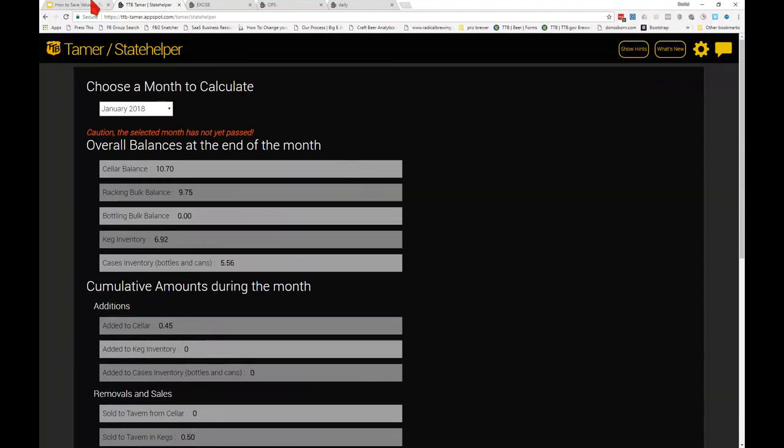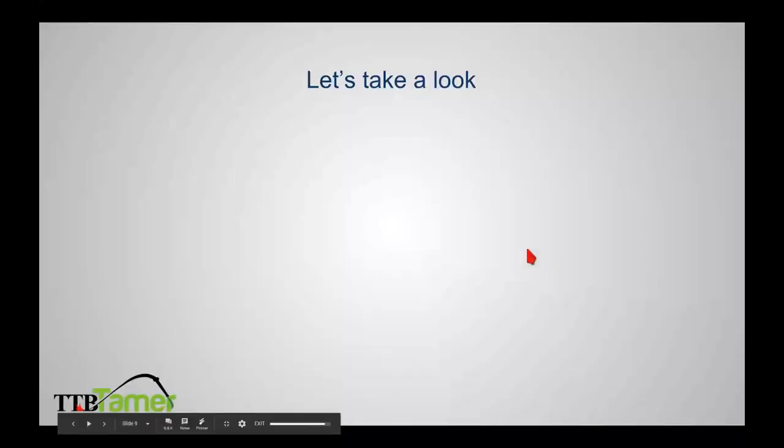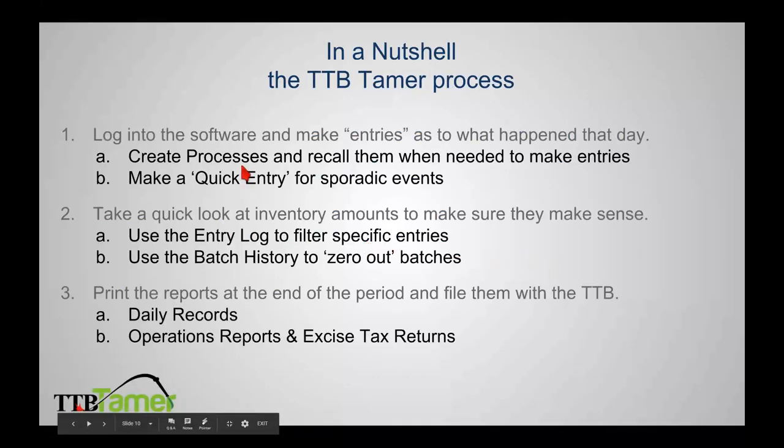Yeah, so that's TTB Tamer in a nutshell. So, you would log into the software, create entries as to what happened. You would create specific processes, either for the events that happen in your brewery, like brew day, kegging day, etc., or you could create a process specific for people, sales managers versus brewers. You can make quick entries for those one-off weird events that happen in the brewery.